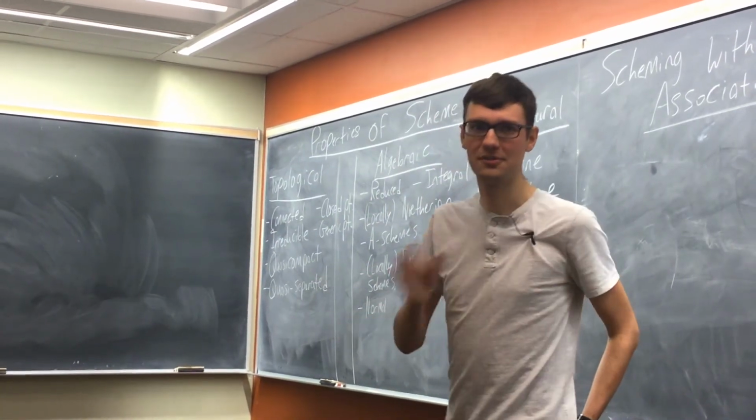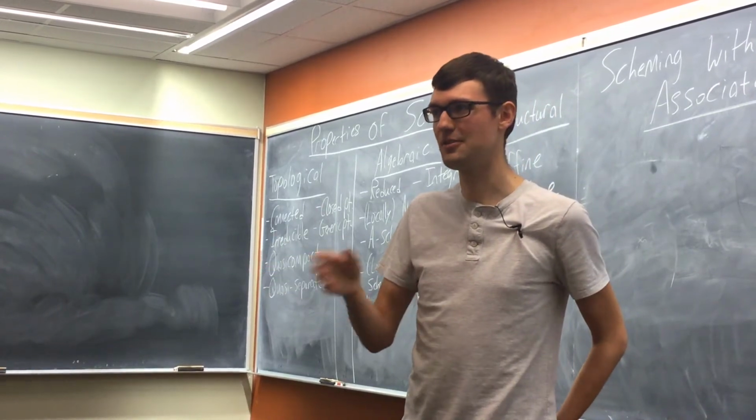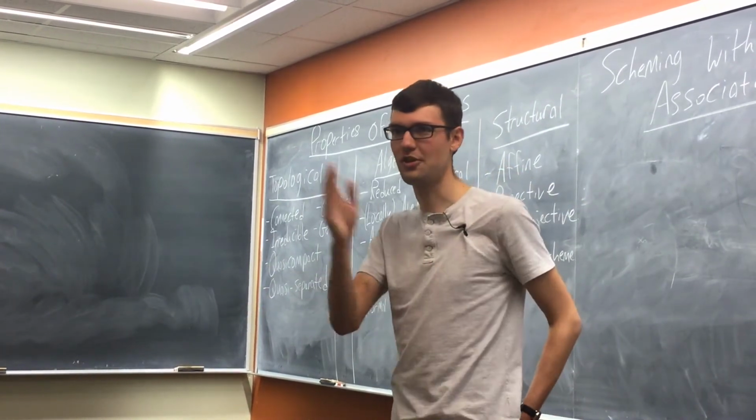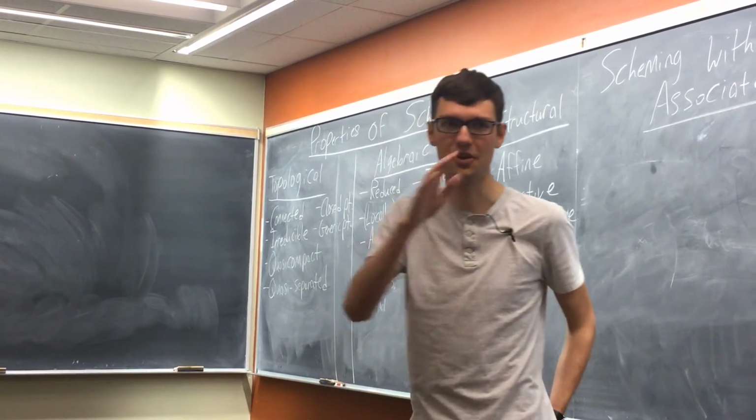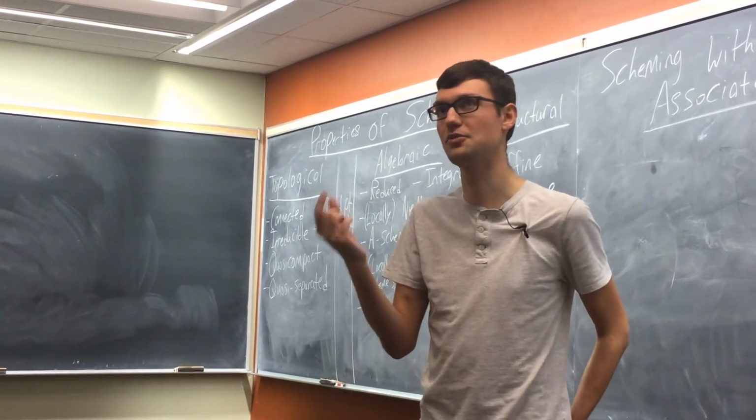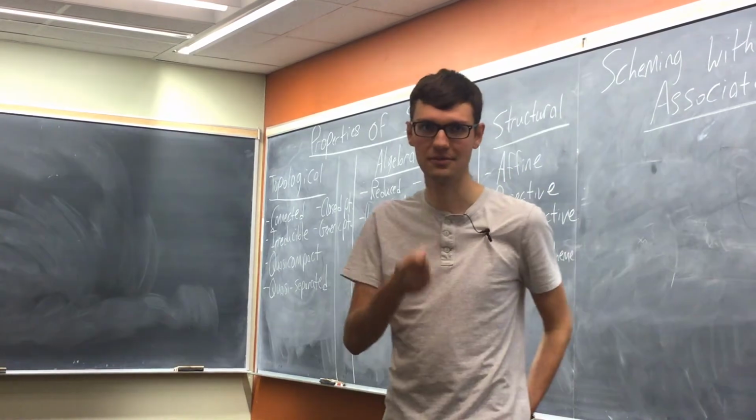Normal and factorial, that was the subject of last week. Anton talked about this, and it was just a property of stalks. If all the stalks were UFDs, then it was factorial. If all the stalks were integrally closed integral domains, then we had normal schemes.